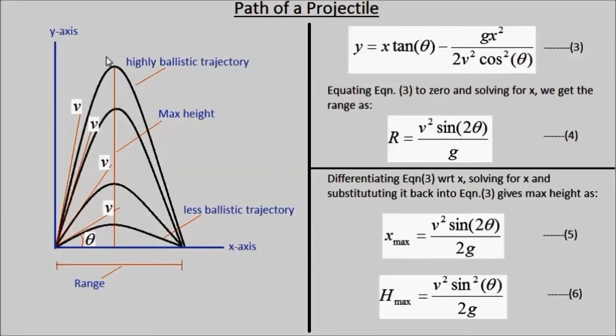To get the h max, the height, we need to substitute x max into the equation of the parabola, the equation of the projectile. So we put x equal to x max, and we get h max as v squared sine squared theta by 2g.